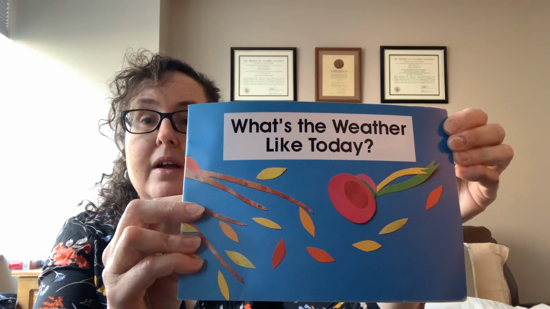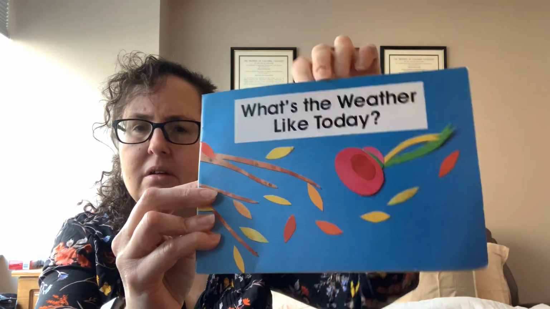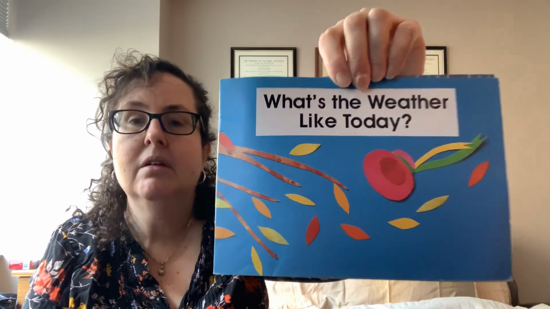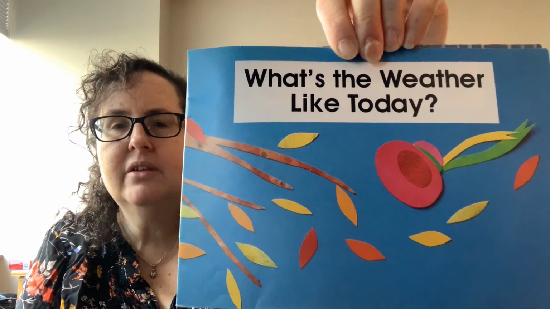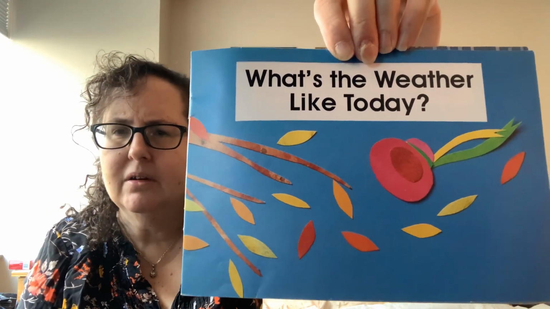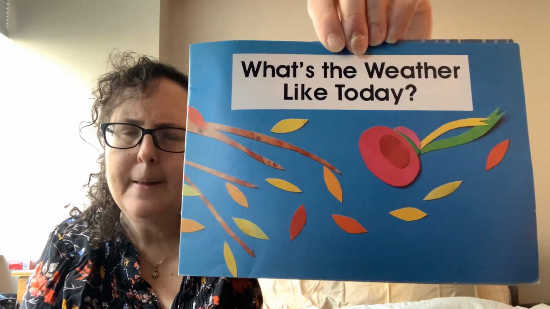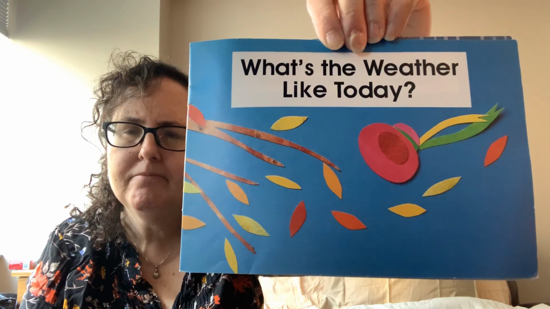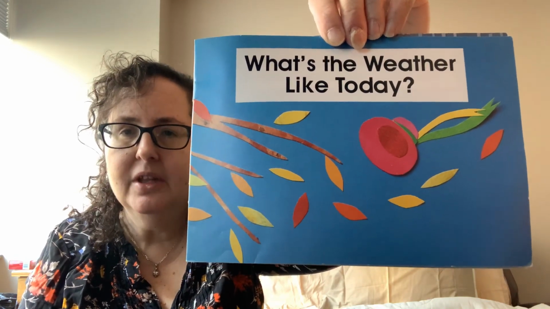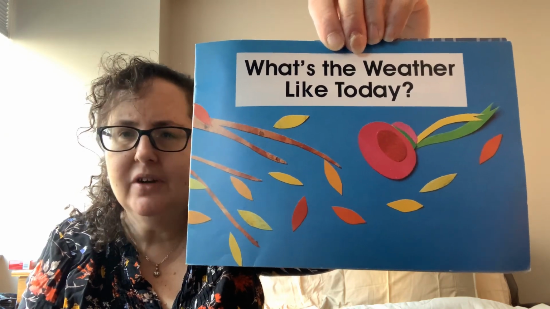What is the weather like today? Looking at this picture, we can even ask what our season would be. I see lots of different colors. The leaves don't all look the same color. What season does the leaves look all different colors? I agree, it's fall. In the fall, the leaves turn red, yellow, orange, all different colors.